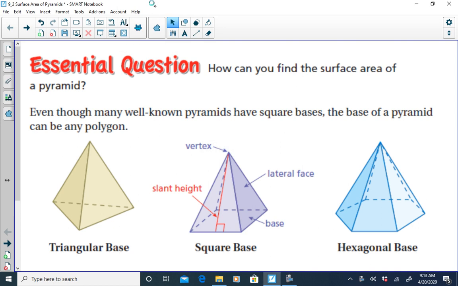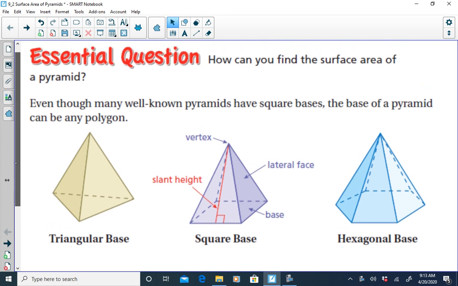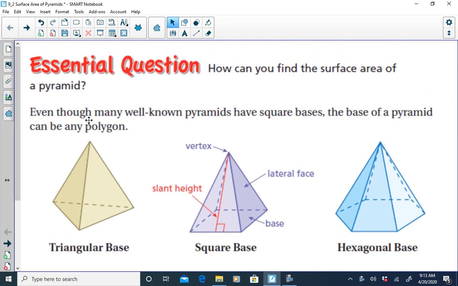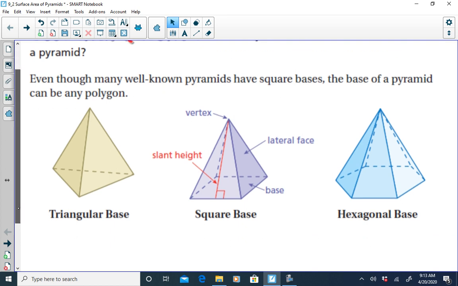Okay guys, our lesson today is to be able to find the surface area of pyramids. We're going to be looking at different types of pyramids. Even though many well-known pyramids have square bases, the base of a pyramid can be any polygon. We name pyramids by the shape of the base.